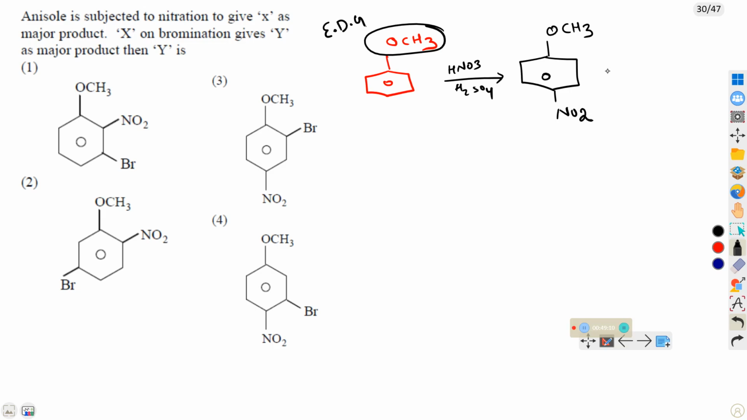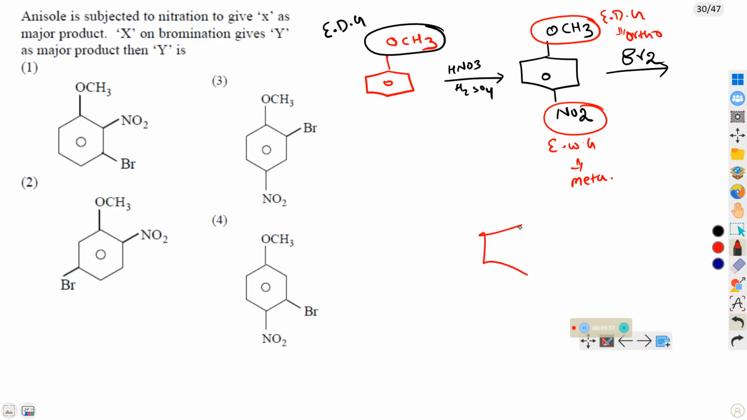After that it undergoes bromination, again halogenation. NO2 is an electron withdrawing group, so it gives the meta product. OCH3 is an electron donating group, so it gives ortho and para products. The para position is already occupied, that's the reason it gives the ortho product. So bromine is substituted at the ortho position with respect to OCH3, and at the meta position with respect to NO2. Third option, correct option.